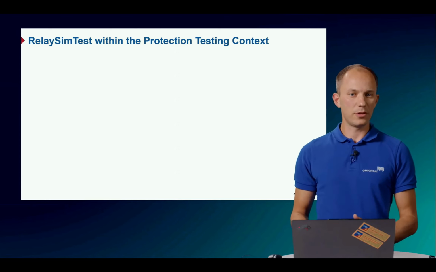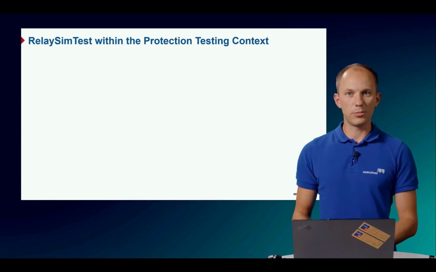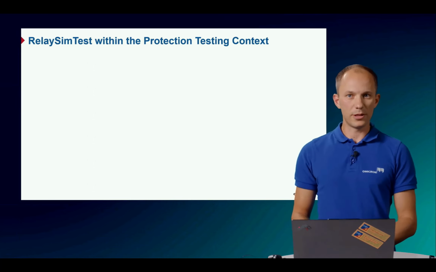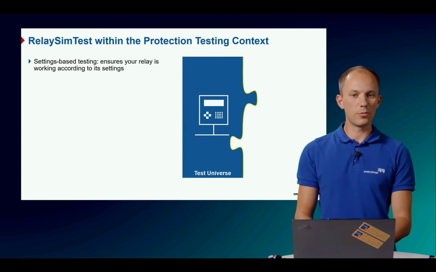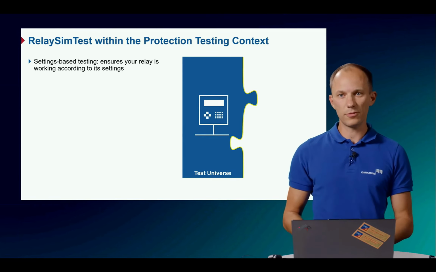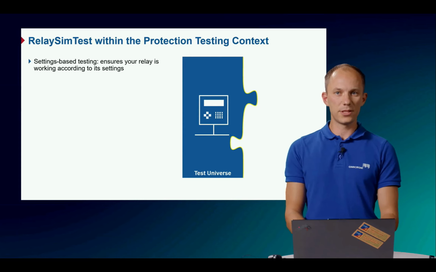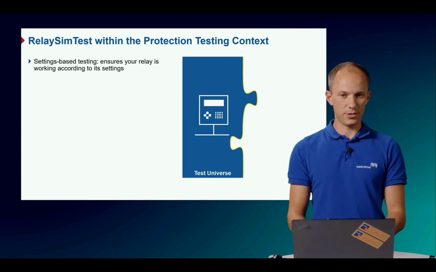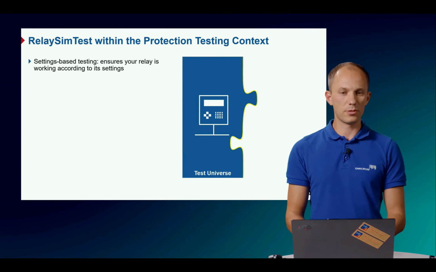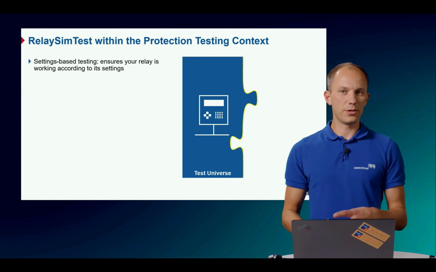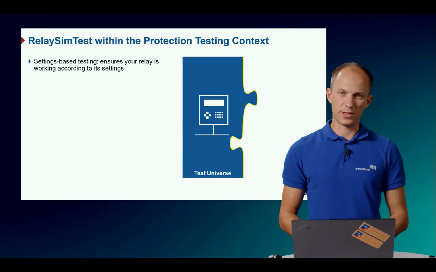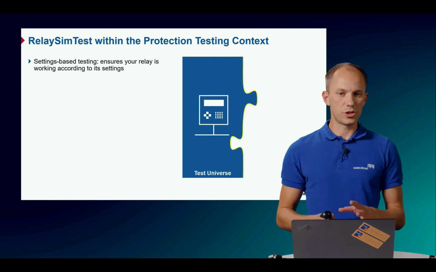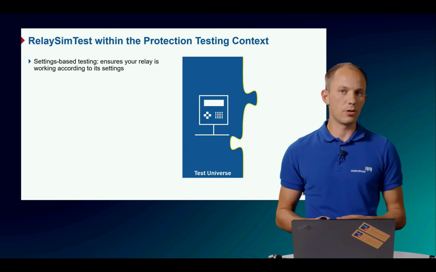Relay sim test, first of all, is a software that's able to control our CMC test sets. And maybe the one or the other listener already knows Test Universe from Omicron. So we already have one software that's able to control the CMC test sets and to inject currents, voltages, binary signals to a protection device to be able to test it. And we call this testing approach a settings-based test approach. So that means what we do there is we really ensure that the relay is working according to its settings.